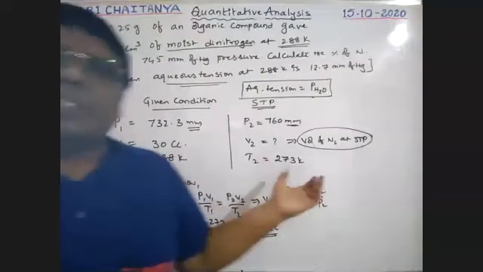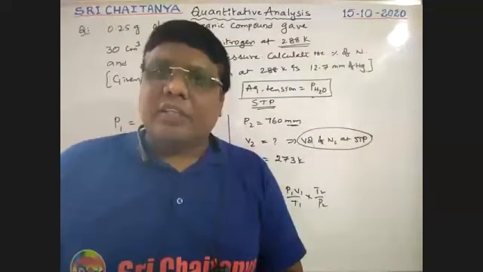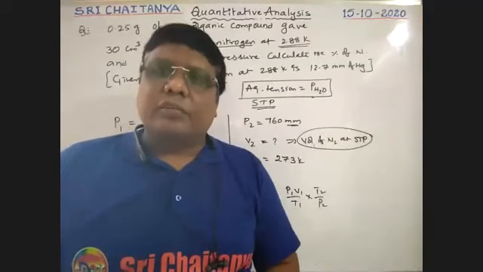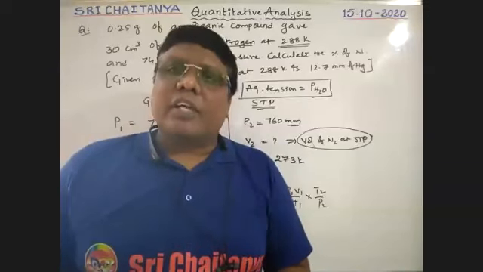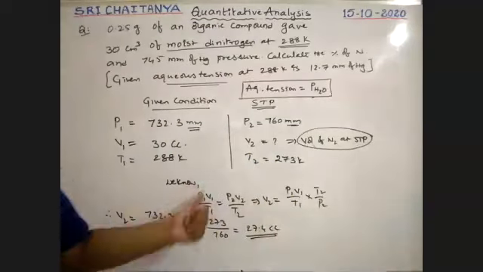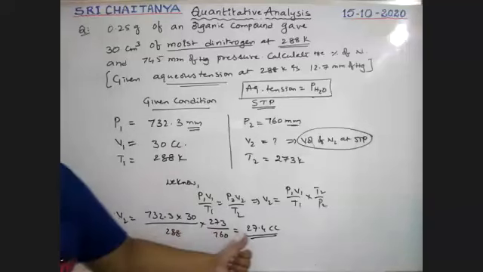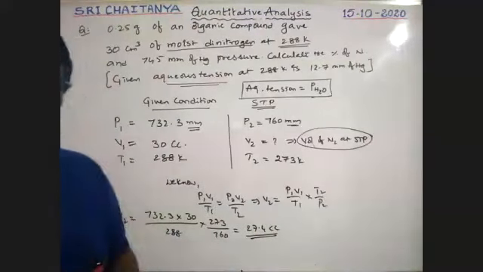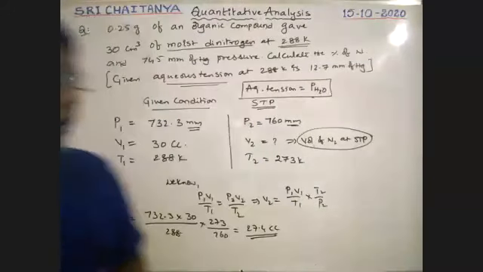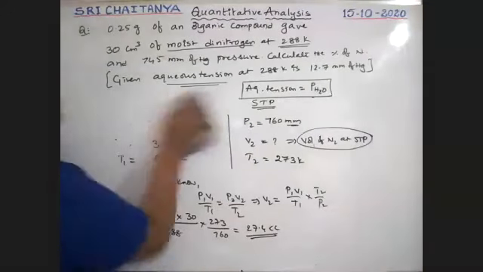Okay, so this is all available in your gaseous state chapter, boys. That chapter is not completed yet for you, so we will discuss it during our college working hours. So this is the way to find the volume of nitrogen at STP. By using this volume of nitrogen at STP, we can calculate the percentage of nitrogen.